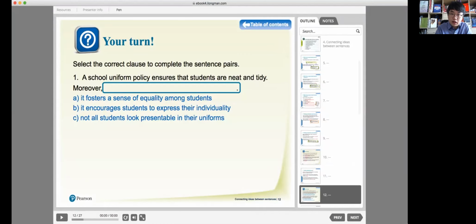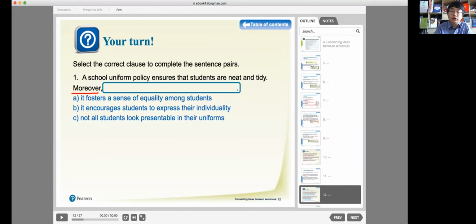Now, let's have a look here. You may need to pause the video because some of the words here might be difficult. Look here: a school uniform policy ensures that students are neat and tidy. So we are talking about school uniform policy.